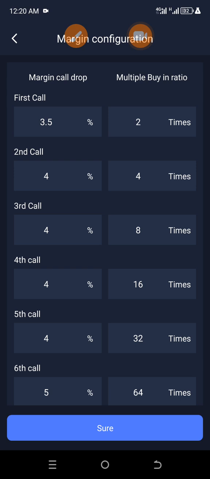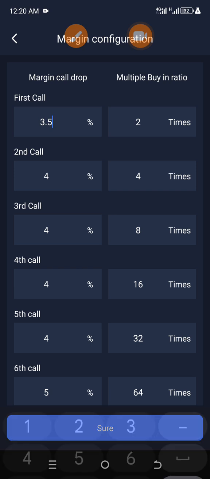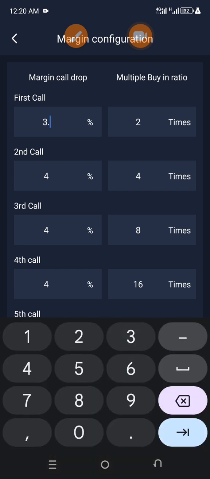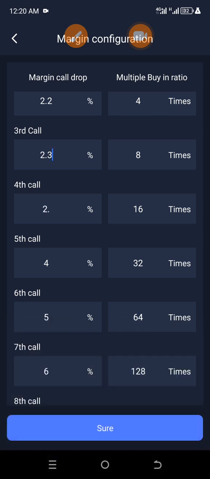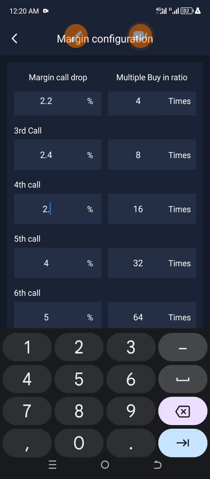Margin configuration. Okay, now this is what we are going to do. The one on your left, you are going to change here to 2%. The next one is going to be 2.2. The next one is going to be 2.3. The next one is going to be 2.4, then 2.6.